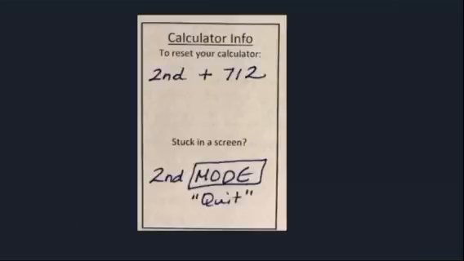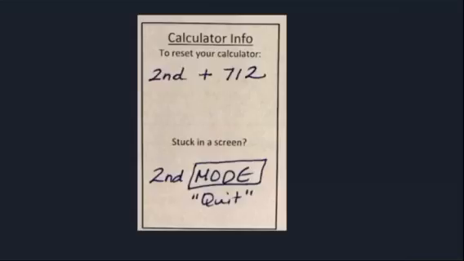Calculator info. Some important things to remember on the test, because a lot of times you might be afraid to ask, you might be nervous, or things might be happening. 2 things you always need to know how to do: reset your calculator and get out of a screen. So your calculator should come to you already reset. If it's not, just press second plus 712 and you'll see RAM cleared, and that means your calculator has gone back to its basic functions.